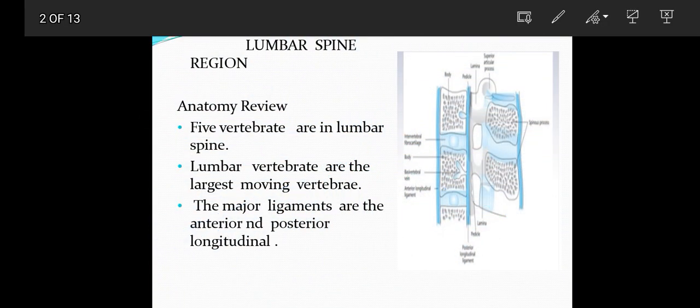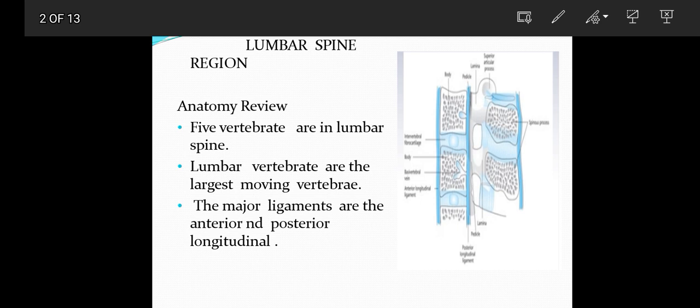Now I will discuss the anatomical review of the lumbar spine and the common injuries. When we say lumbar spine, it refers to the region of the lower back area, especially the five vertebrae from L1 to L5 that make up the lower part of the spine. This region is responsible for supporting the majority of the body's weight and facilitating movements such as bending, twisting, and lifting.